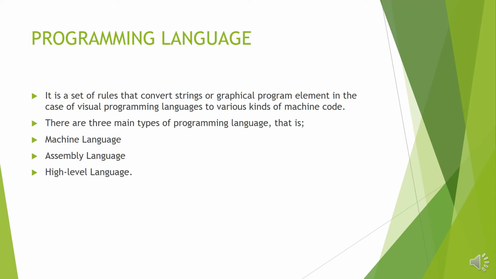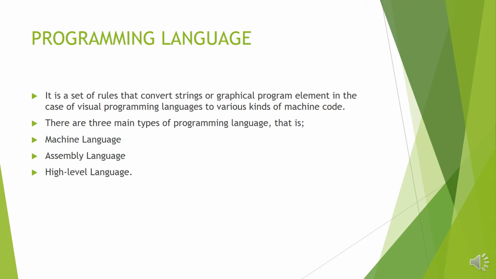And computers don't understand human languages. They have their own language. So a computer programming language is a set of rules that convert strings or graphical program elements, in the case of visual programming languages, to various kinds of machine codes. As I said earlier, the machine doesn't understand human language. So this machine language converts whatever we input, any command that we give to the machine, into machine language, which is the ones and zeros, the binaries that the machine understands.